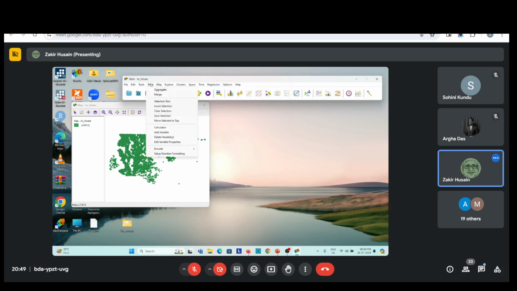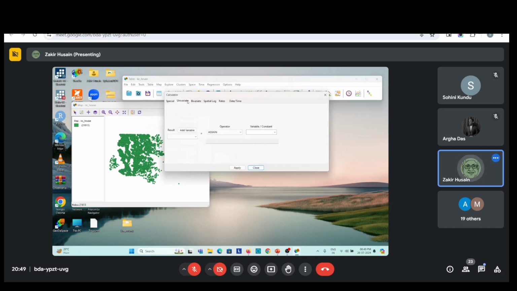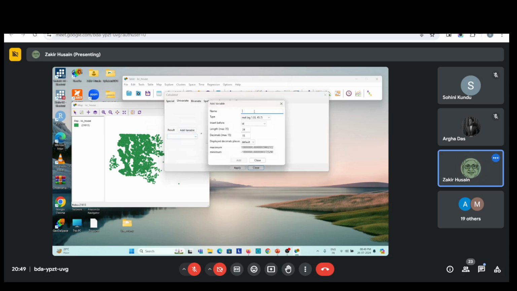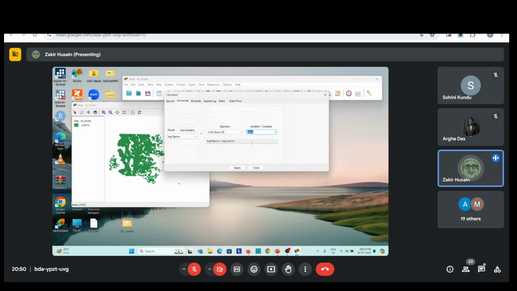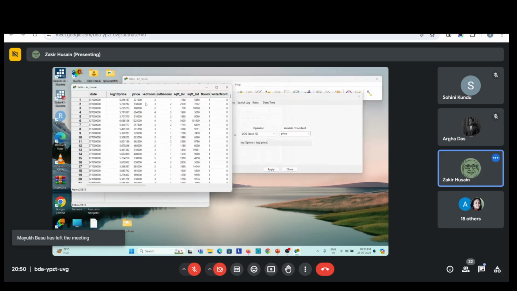Okay. So I go to table. There is calculator, univariate. So log 10 price, and I want it just before price. So I add it. Log base 10, and I choose price over here. So I'm applying, and you can see that the log of price is generated.